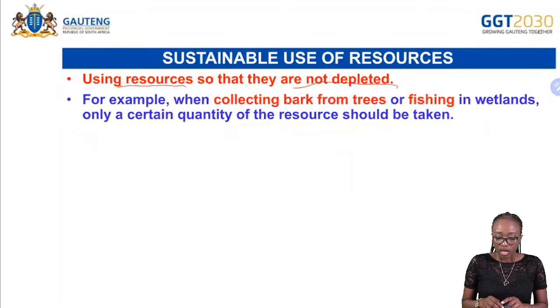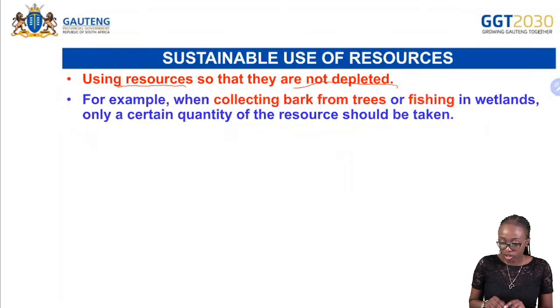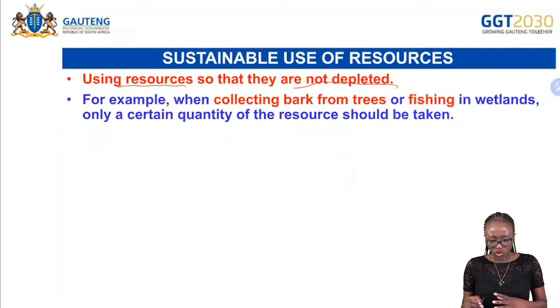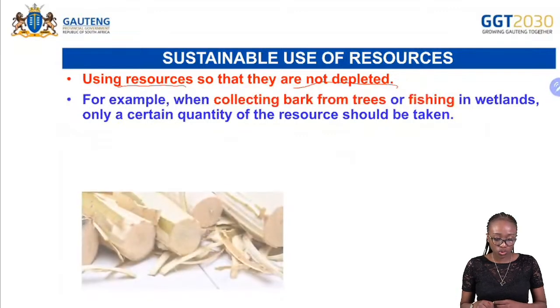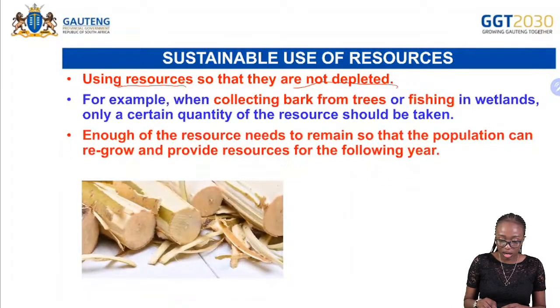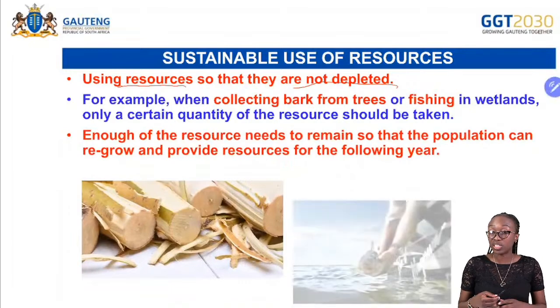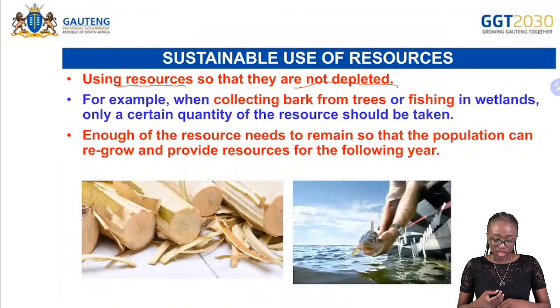Right, when collecting bark from trees or fishing in wetlands, only take a certain quantity. Don't take the whole resource. Don't take everything. Leave the rest for regeneration or for other living organisms to use and to enjoy when you're cutting down bark. And enough resources have to remain so that the population can regrow and provide resources the following year.